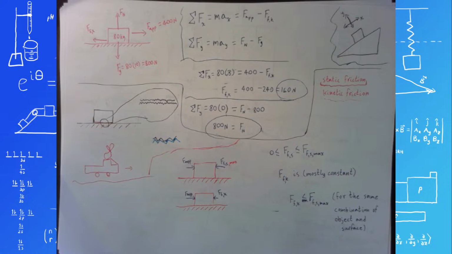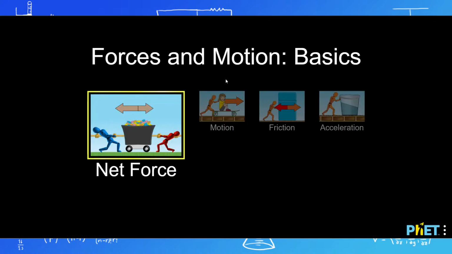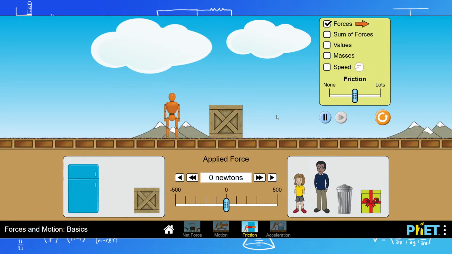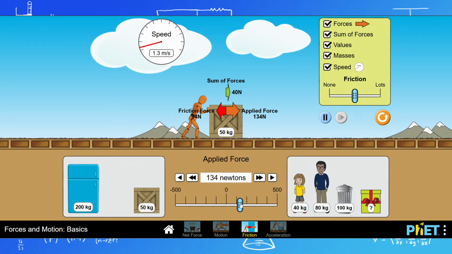I have another PhET simulation that illustrates this idea. Let me see where it was. I think it was this one. Let me put it on screen. Forces in Motion Basics. Yeah, here we go. For this object, I want to turn all this stuff on. It's a 50 kilogram object, and I'm going to start applying force to it.